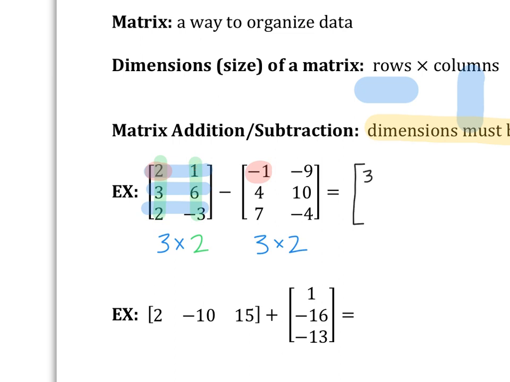So 2 minus a negative 1 becomes 2 plus 1, which is simply 3. And then we're going to have 1 minus a negative 9, which becomes 1 plus 9, which is going to be 10. And then we're going to have 3 minus 4, so we'll get negative 1 in this next position. And then 6 minus 10, and that will give us a negative 4. And then finally, moving to the last row, 2 minus 7 gives us a negative 5. And then finally, negative 3 minus a negative 4 goes to negative 3 plus 4, so that should be a 1. And what we should notice is the dimensions of our new matrix should also be 3 by 2, which they are in this case.